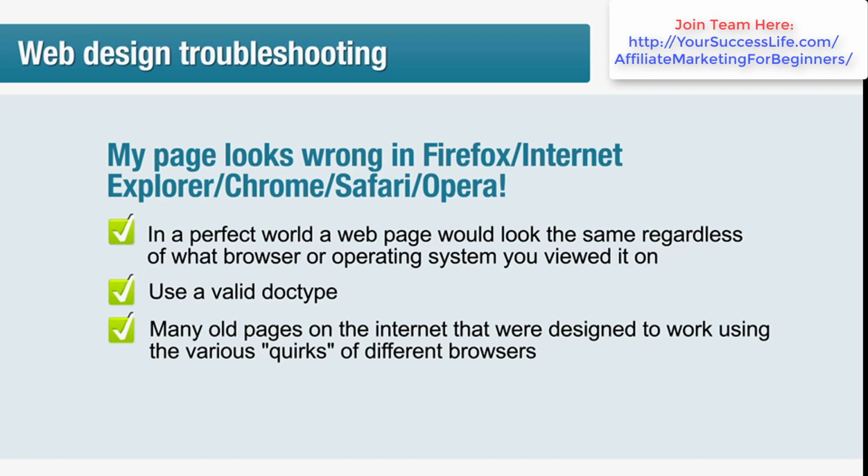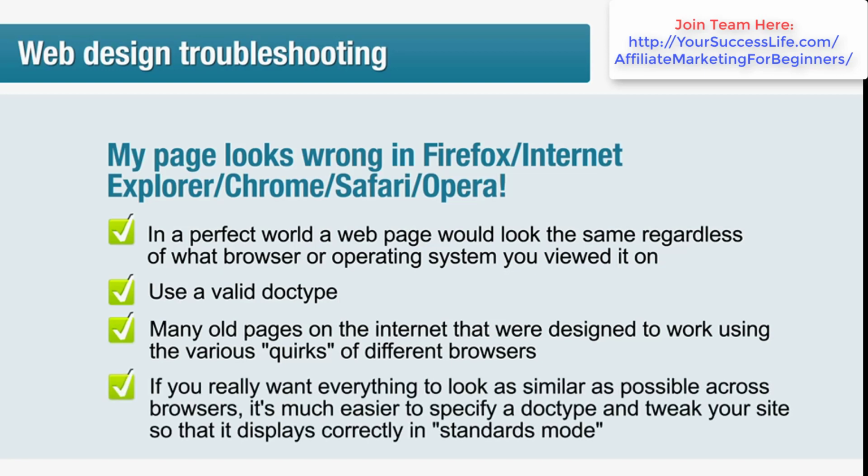By contrast, a page that includes a doc type is effectively telling the browser that it wants to be displayed in standards mode. However, if you've designed your site without a doc type to begin with, you might find that inserting a doc type breaks your page in all browsers. This is because you may, inadvertently, have relied on these self-same quirks that the old browsers used to have. If you really want everything to look as similar as possible across browsers, it's much easier to specify a doc type and tweak your site so that it displays correctly in standards mode than it is to create a bunch of hacks and workarounds to get it working in quirks mode on all the browsers.